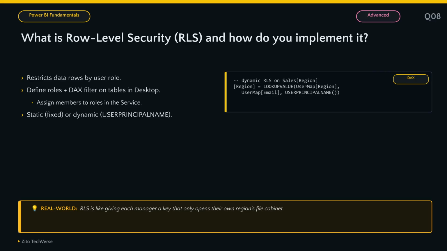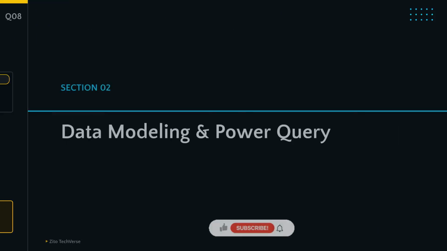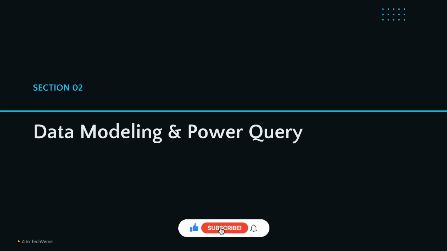Question 8. What is row-level security? RLS allows you to restrict data access by user role. You define these roles and filters in Desktop and assign members in the service. It can be static or dynamic using the USERPRINCIPALNAME function.